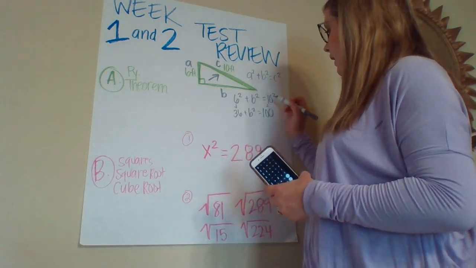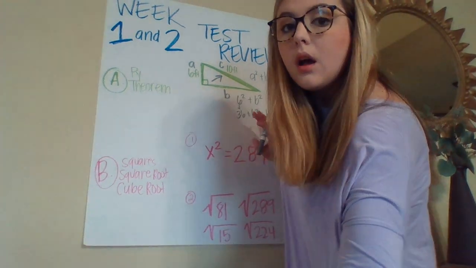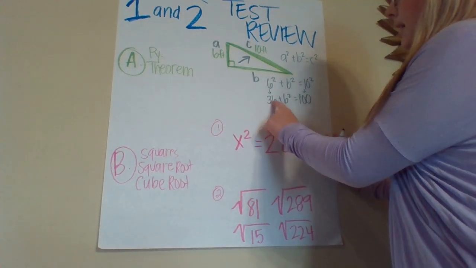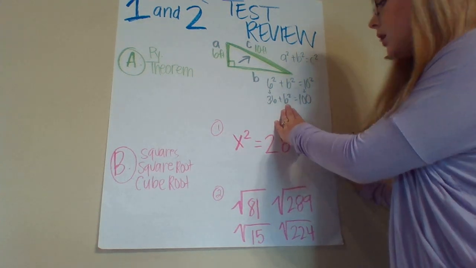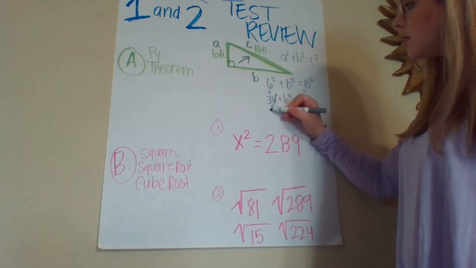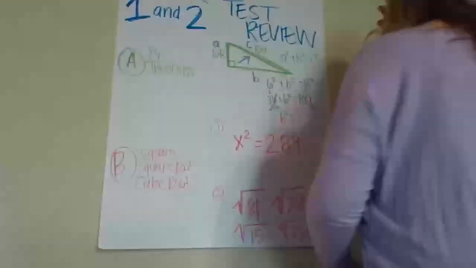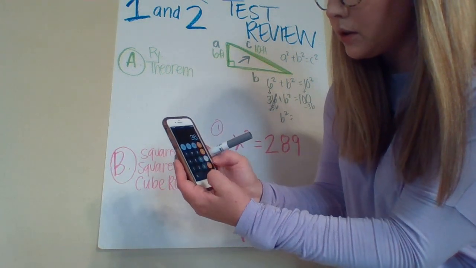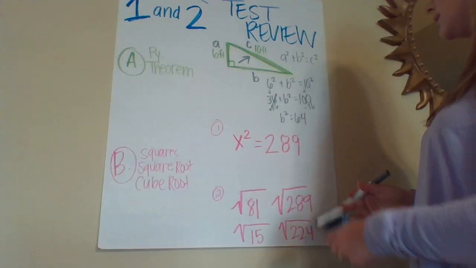The most common question that I got in emails was, where do I go from here? This is still your basic solving steps. I need to get this number to the other side of the equal sign so that I can isolate my variable. So I'm going to subtract 36 on both sides to cancel this out. Then I'd be left with B squared equals 100 minus 36, which is 64. So B squared equals 64.